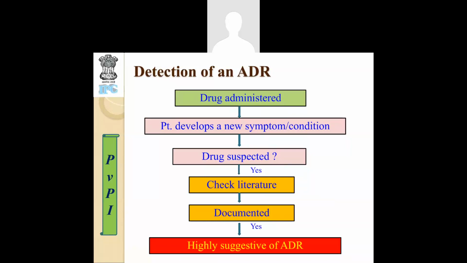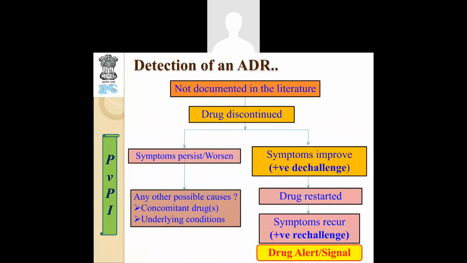What happens if it is not documented in the literature? Then you stop the drug and see whether the ADR is improving, I mean whether the symptoms of the adverse drug reaction improve or not. That is called a positive dechallenge, as we call it in pharmacovigilance terminology.